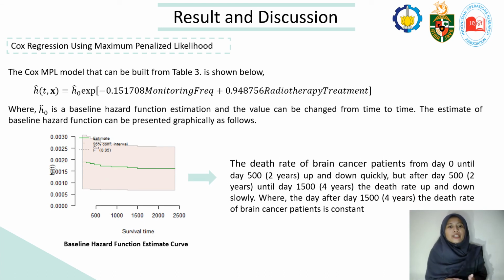The death rate of the brain cancer patients from day 0 until day 500 goes up and down quickly, but after day 500 until day 1500, the death rate goes up and down slowly, where after day 1500, or 5 years, the death rate of brain cancer patients is constant.